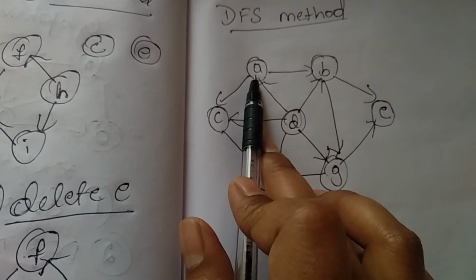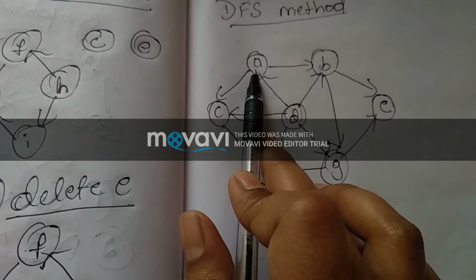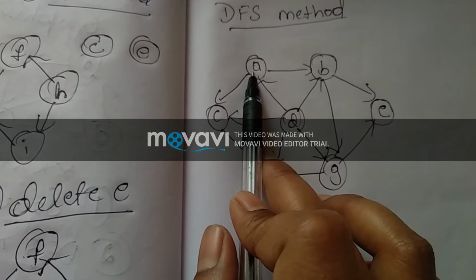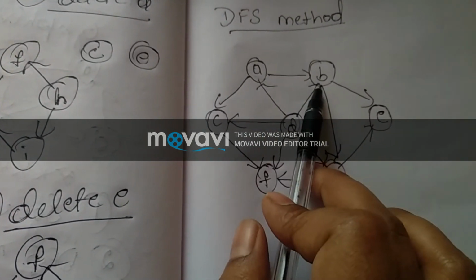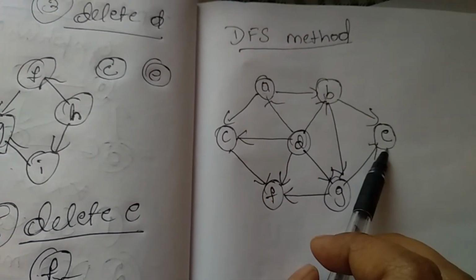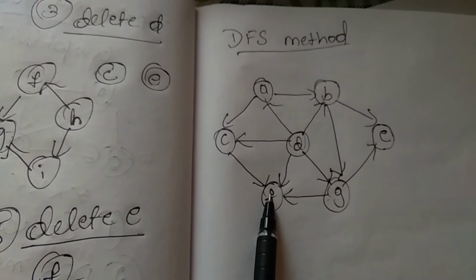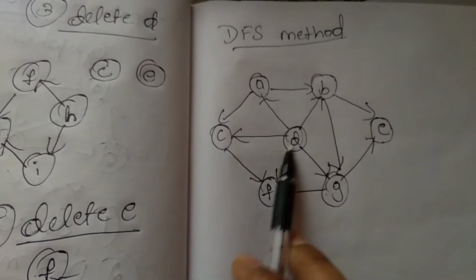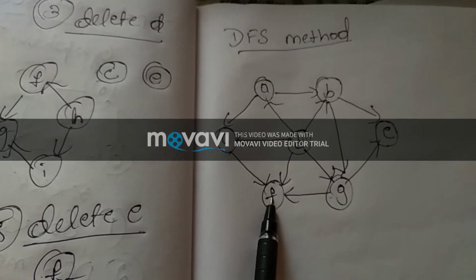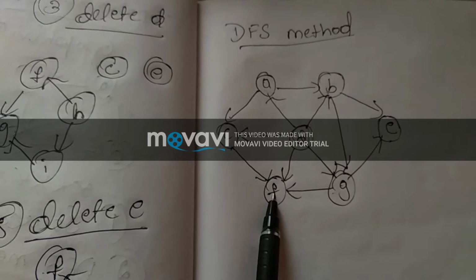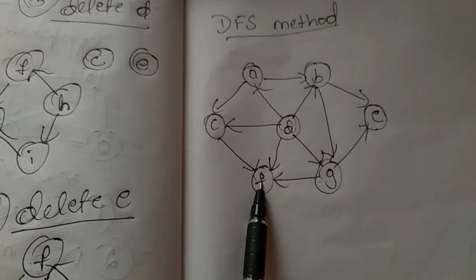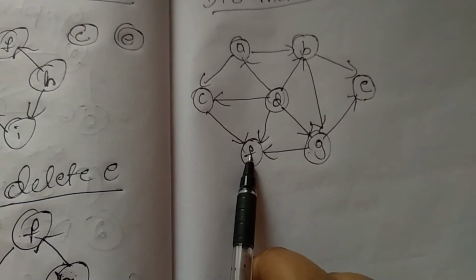Okay, when a vertex becomes a dead end, then that vertex has to be removed from the stack. See, for example, from A we have a path to go to C and B. Is it not? Yes, from B I have a path to G and E. From G I have a path to F. But from F there are no outgoing edges. Then you have to remove this F from the stack. Okay, like that you have to do this. Then you have to repeat this step for all the vertices.